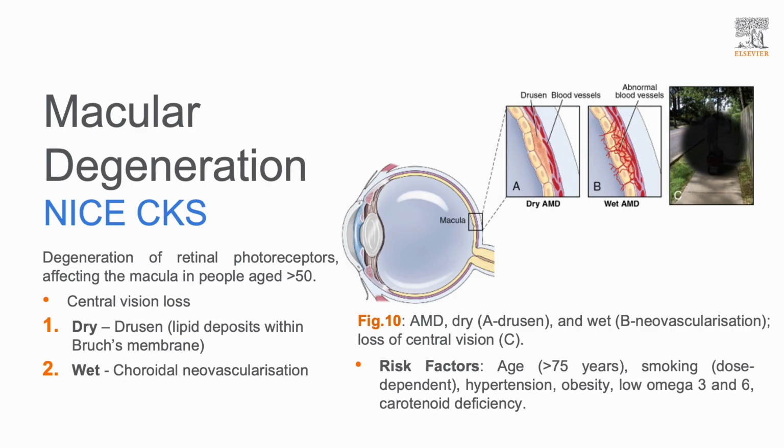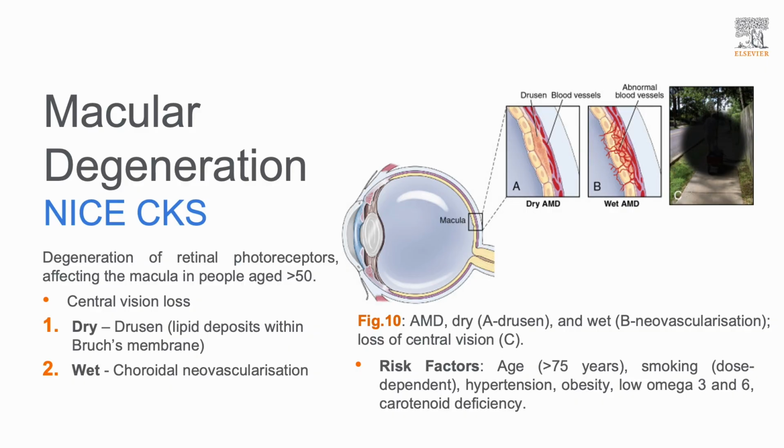Dry AMD is the most common form, characterized by the accumulation of drusen, yellow deposits beneath the macula, and atrophy of the retinal pigment epithelium. Over time, this can cause significant visual impairment. Although there is no definitive treatment, oral supplementation of zinc and antioxidants may help slow disease progression. The second is wet AMD, which is less common and is associated with severe vision loss.